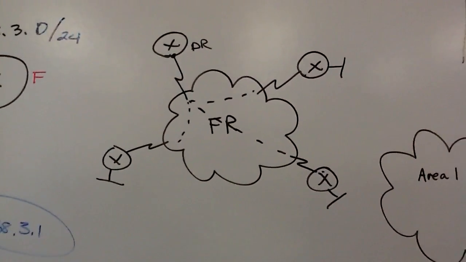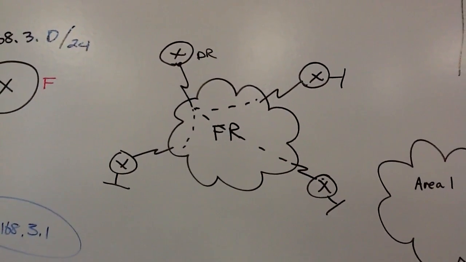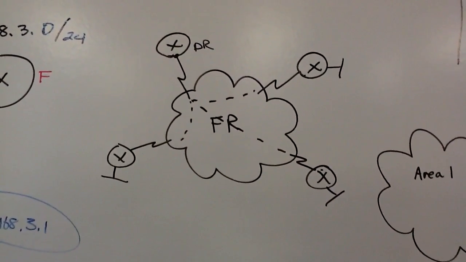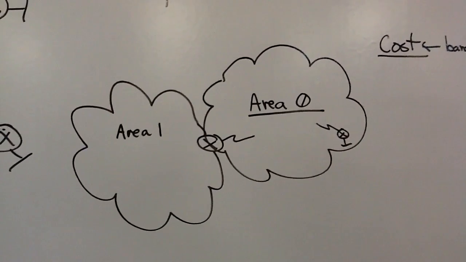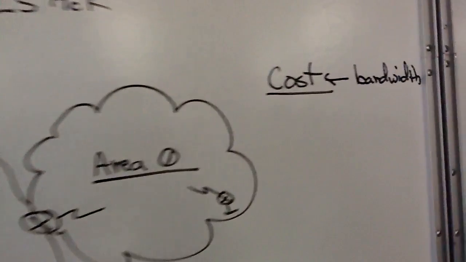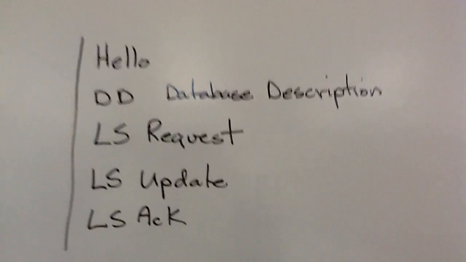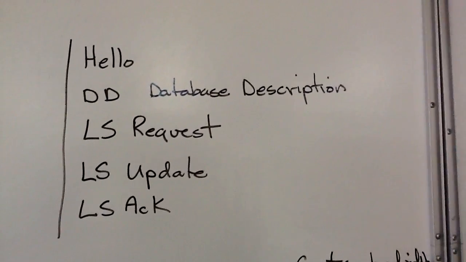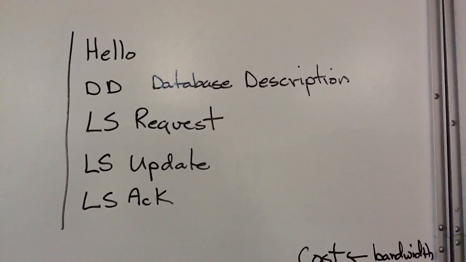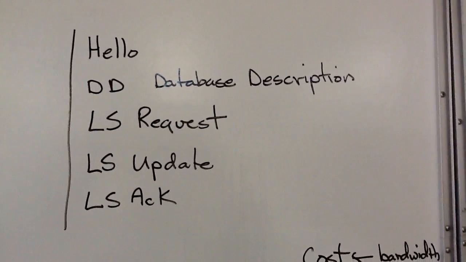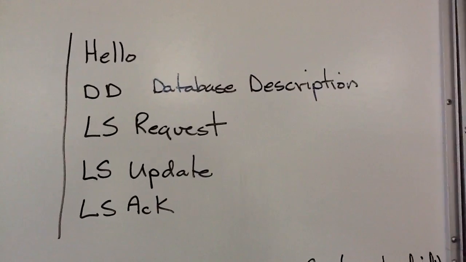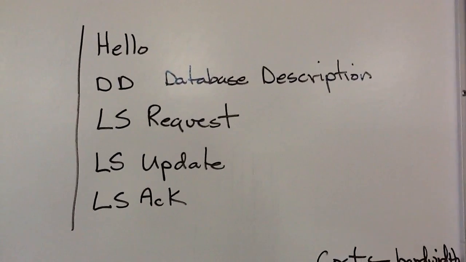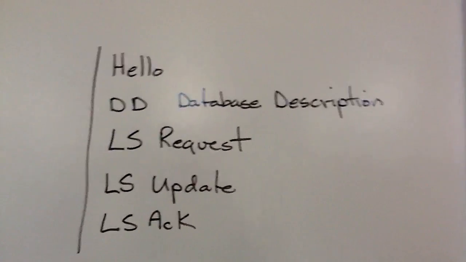We talked about the same scenario where you might have a frame relay cloud and multiple computers connected, so you might have a multi-access network through frame relay. We reviewed the idea of areas and cost for OSPF, and we reviewed the OSPF packets. Database description, hello packet, link state request, a link state update, and then a link state acknowledgement. The hello, obviously, make sure your neighbor is still there.